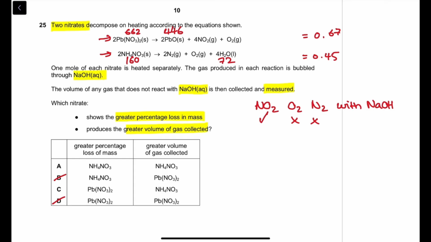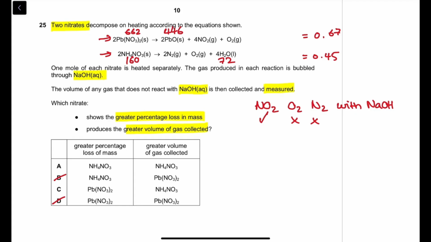I've provided the molar mass. I've multiplied the lead nitrate's molar mass by 2 and the lead oxide's molar mass by 2, and I've done the same with the ammonium nitrate and the water produced. I've only figured out the masses for the solids and the liquids because any gases produced will leave and escape, contributing to the loss of mass.